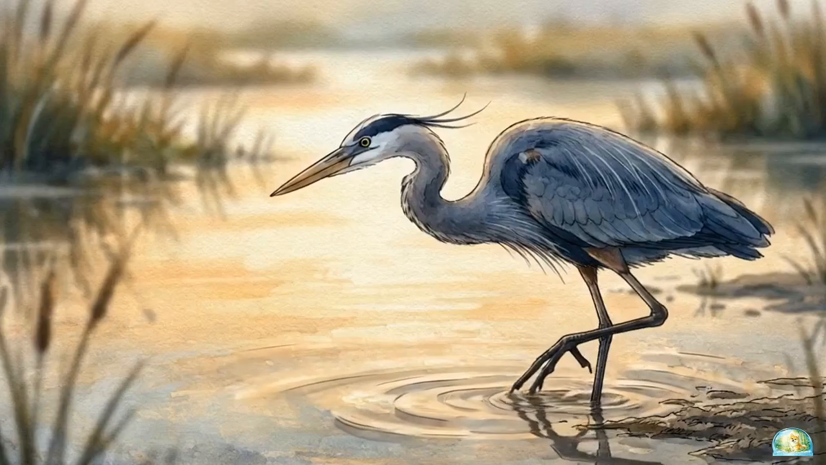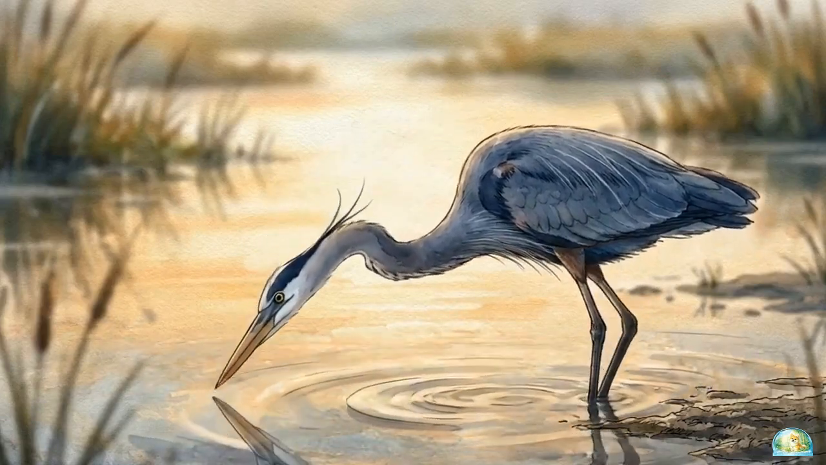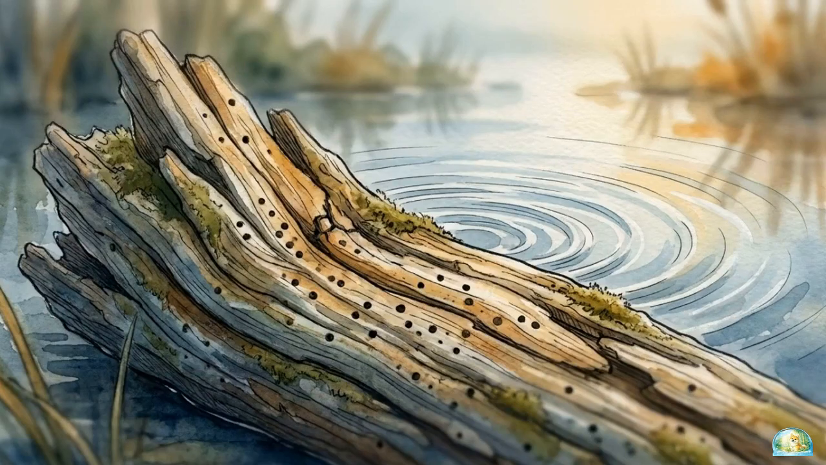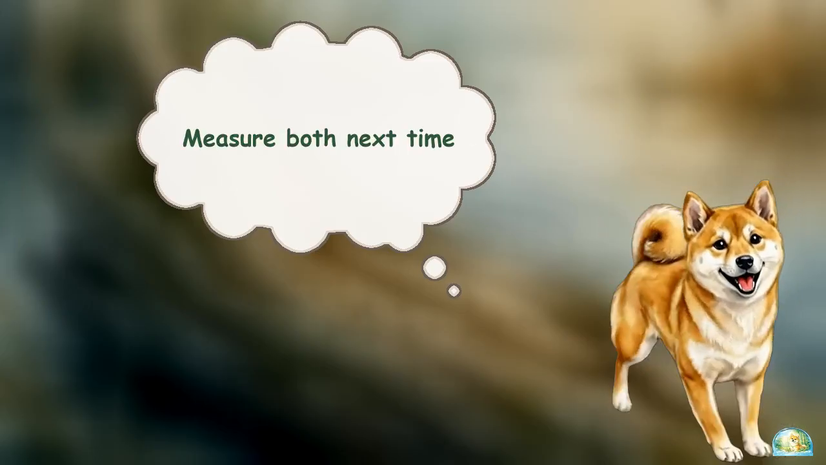And as the next arrival steps into the water, a new set of data points begins to form. Look closely at the scene around her. Which mark in the environment definitively proves the mathematical relationship? And how does the animal's natural action make it true? Center is not enough. Spread completes the picture. Measure both next time.